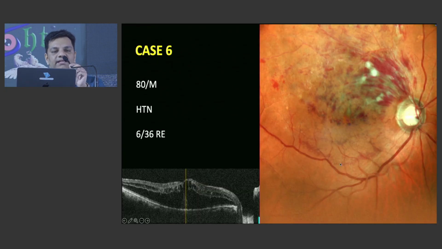So let's look at another case. I think the final one, 6/36 vision, 80-year-old male, hypertensive, 6/36 vision in the right eye. You can see gross macular edema. So he's got a superior branch vein occlusion.